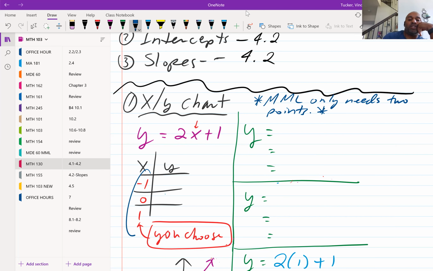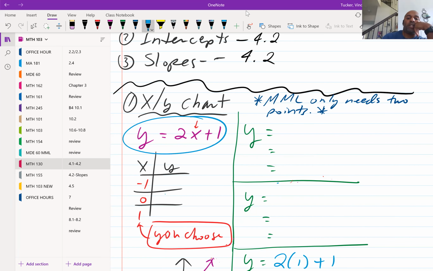So once again, you choose these x values. Just remember that whatever you choose, you're going to have to calculate with it and graph it. So if you choose 150 and 1 million, just know you're going to have to graph that. You don't want to choose anything crazy. Notice I chose negative 1, 0, and 1 for x. You plug those in for x and find the corresponding y value.